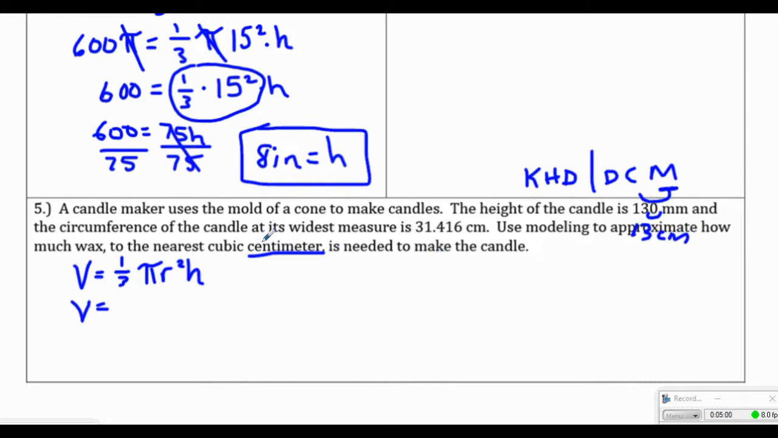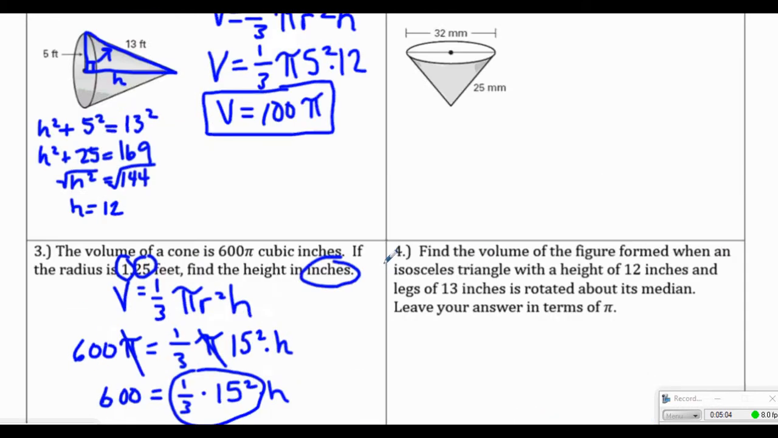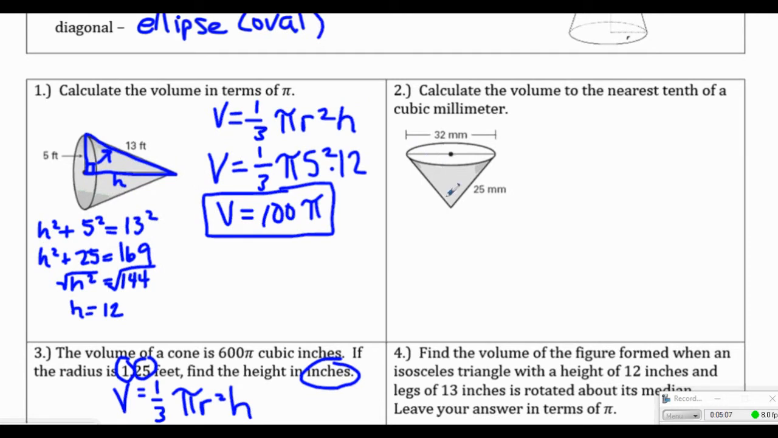I don't have the radius. I have the circumference at its widest measure. So basically what that means, if I go up to this number 2 here, the outside of a circle is the circumference. It's basically saying that right there. That's what you have. Well, I don't know. I don't want that. I want the radius. I want to figure out what this is.